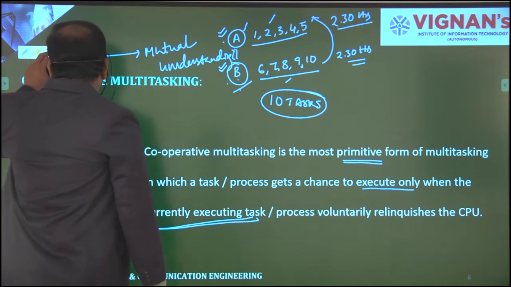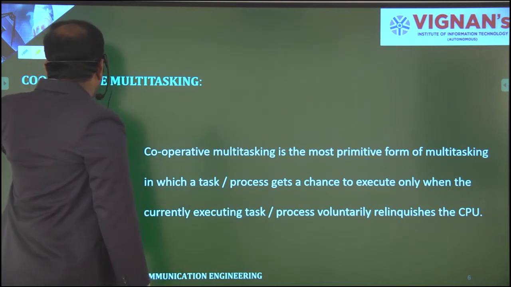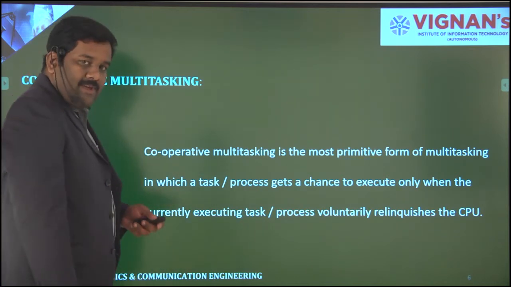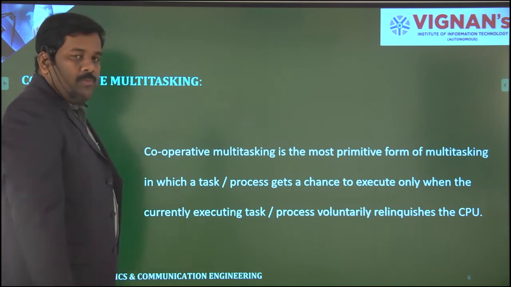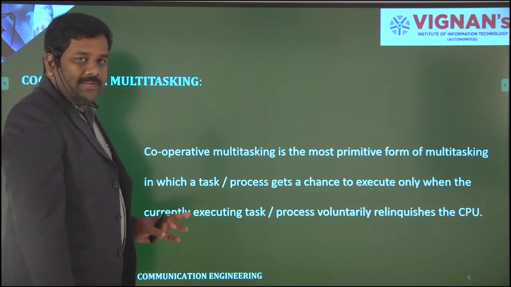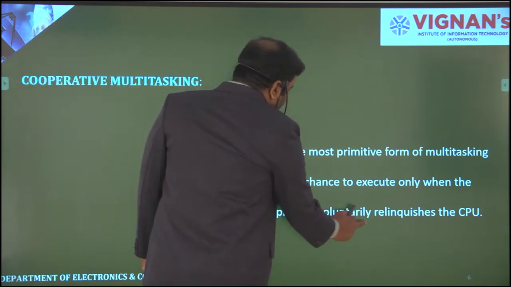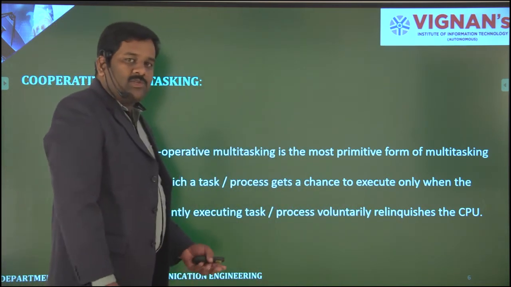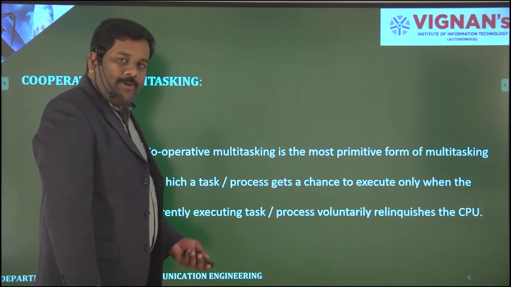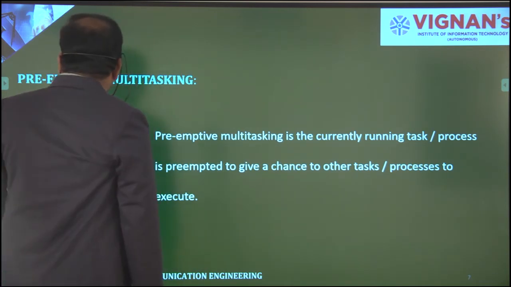For executing, the time is going to be reduced. That's the reason why cooperative multitasking is very, very crucial. But the only thing is, the task or process has to voluntarily decide whether it will cooperate or it will not cooperate.